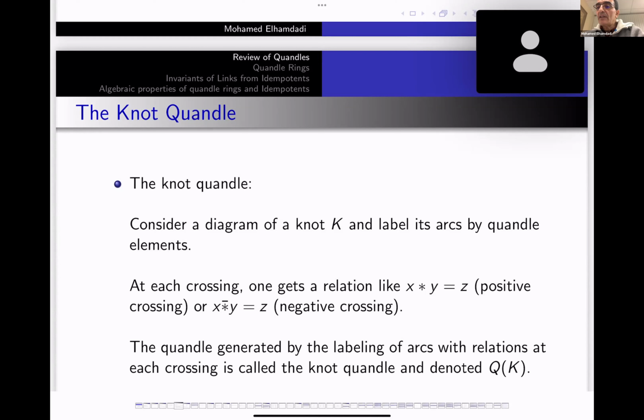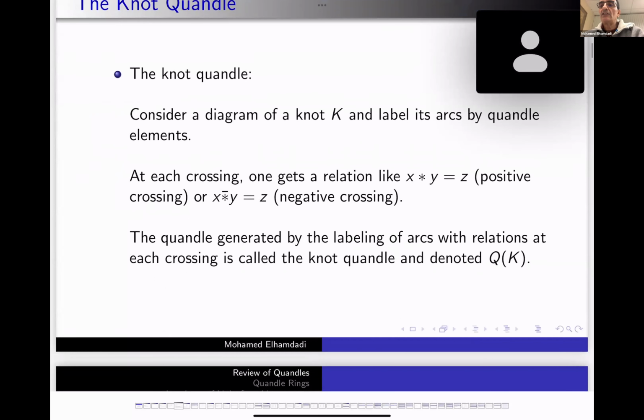Take a diagram of the knot and color the arcs by elements of the quandle. At each crossing, depending on whether it's a positive crossing or a negative crossing, if it's a positive crossing, you use the relation x star y equals z. X is the color of the incoming arc, y is the coloring of the over arc. It is a positive crossing, x goes under y, and it produces z. You get the relation x star y equals z.